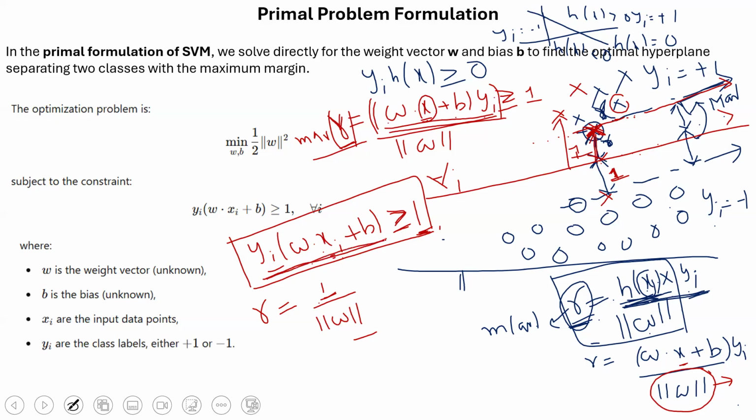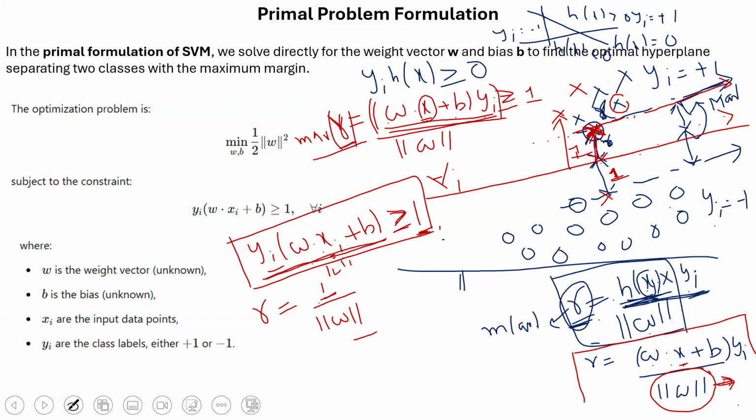This is not the complete distance. The distance is obtained just by dividing this by mod w. But what we are trying to do is scale the numerator such that every point will have a distance greater than or equal to 1. When I say distance, it's a proportion of the distance. The formula for the distance of any point to the hyperplane is yi (w into x plus b) by mod w, right? So w doesn't decide the distance. w will always be constant for every point because w is derived from the hyperplane.